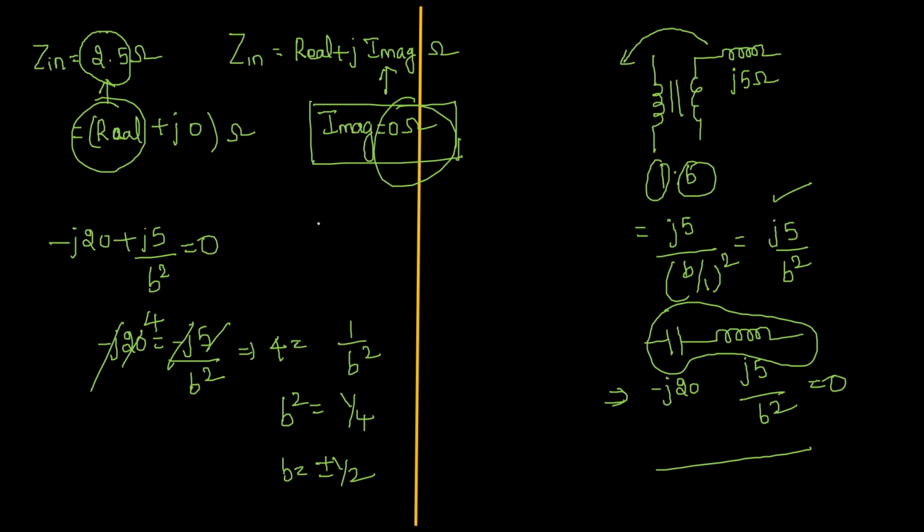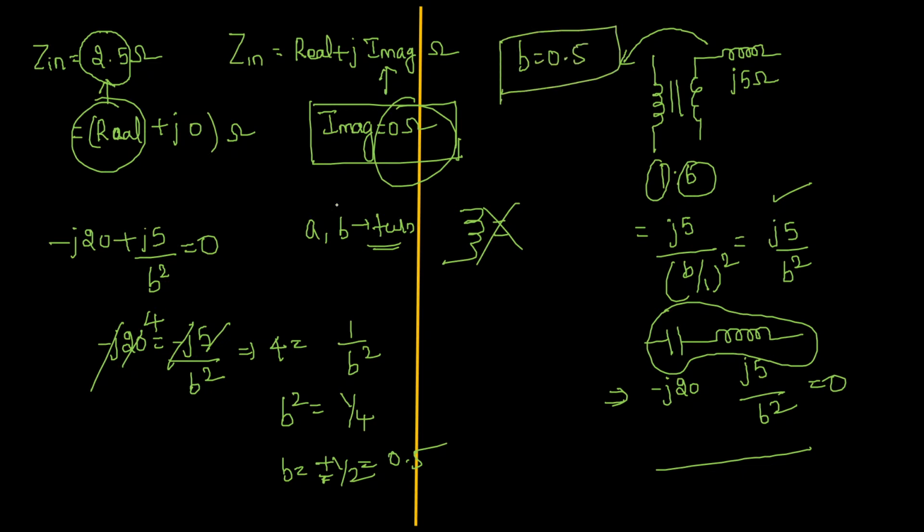But for the transformer turns ratio, we are talking about the values of a and b. We are calling them turns. Number of turns should be positive, right? Like, how many turns are there here? 2 turns, 3 turns, like that. We cannot say negative. Can you define -3 turns or -10 turns? No. It should be positive. So I am considering only the positive value. It should be equal to 0.5. So I got the value for b. The value of b is 0.5. Keep it in your mind.